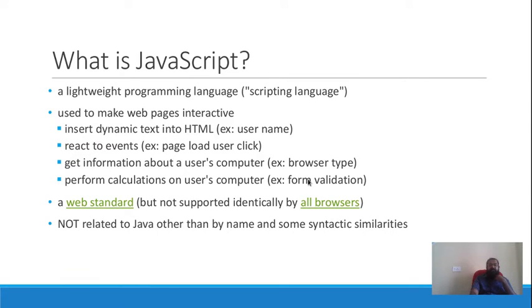I can get the browser type or information about the user's computer using the client side script, because when I ask the server to execute a particular thing, the server will only be able to understand the characteristics of the server computer, right? But with JavaScript, I will be able to get the information about the user's computer as well, and then I will be able to perform calculations on the user's computer. An example is given here, like form validation.